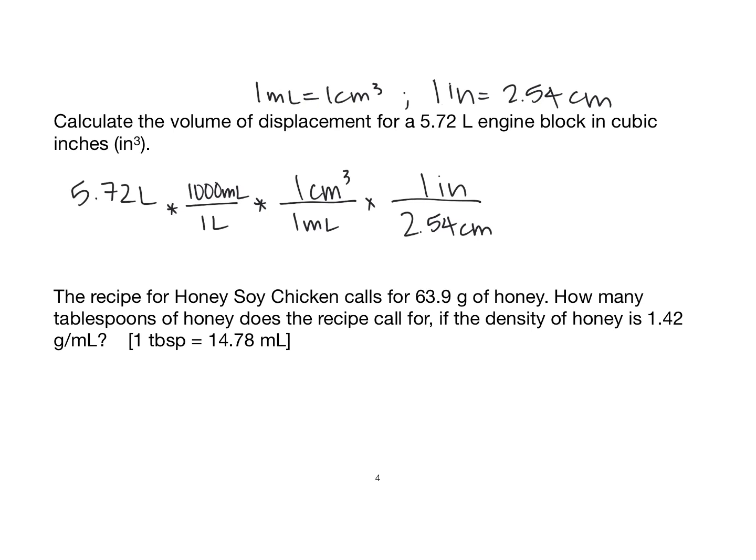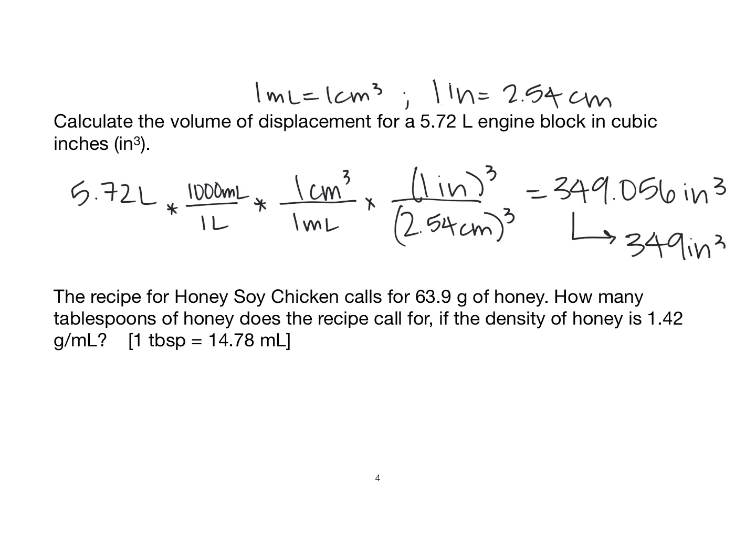What you instinctively want to do is just add the superscript 3 and call it a day. But the reality is that this is cubed and this is cubed. So in this case, we need to have 2.54 cubed as part of our answer. So we would get 349.056 inches cubed when we plug this into our calculator. And with our significant figures, we get 349 inches cubed.